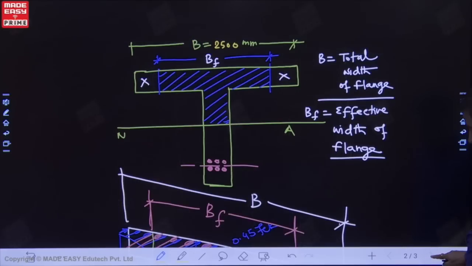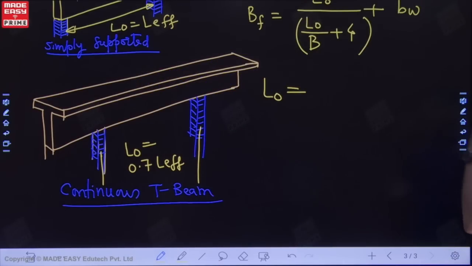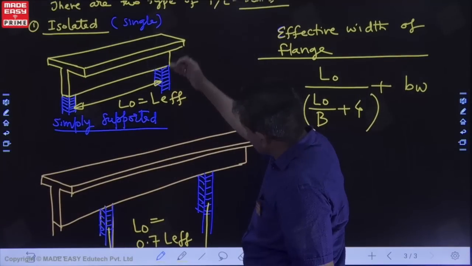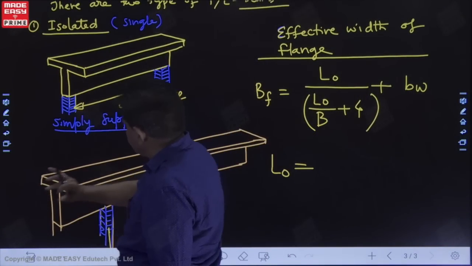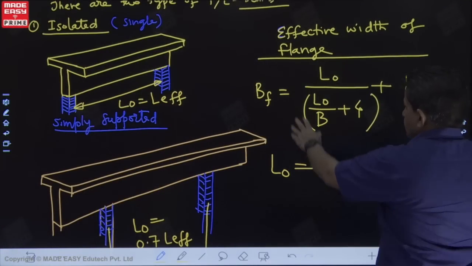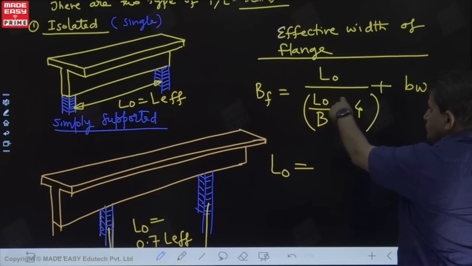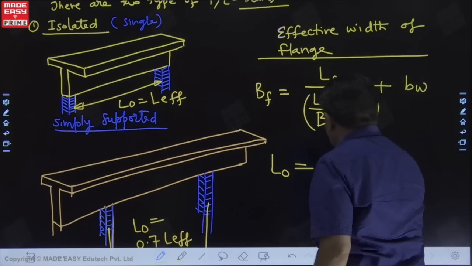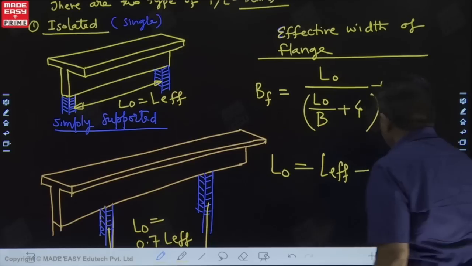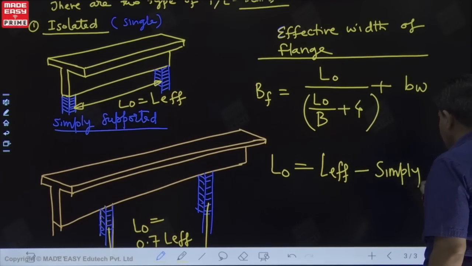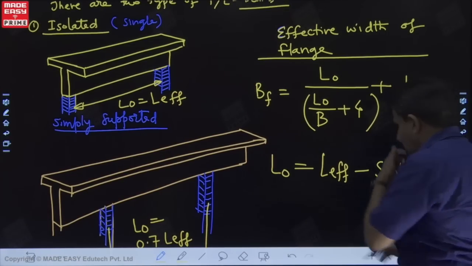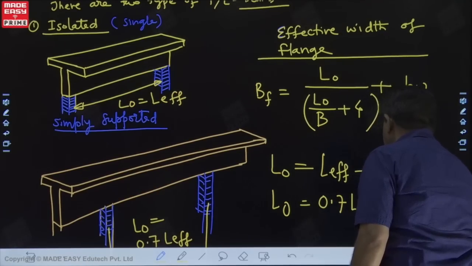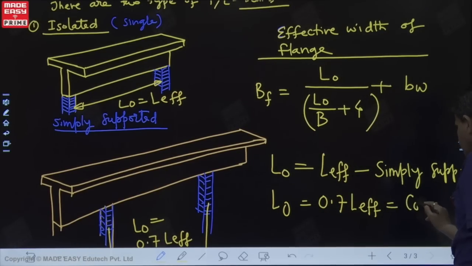So now come back to that figure. This one. Here L0 is 0.7 L effective. Here for simply supported, both are isolated case because only a single beam we can view here. So here the formula will be same for both of these two beams. BF equals L0 by 6 plus BW... L0 by B plus 4 plus BW, where L0 is L effective for simply supported, and L0 will be equal to 0.7 L effective for a continuous T-beam.